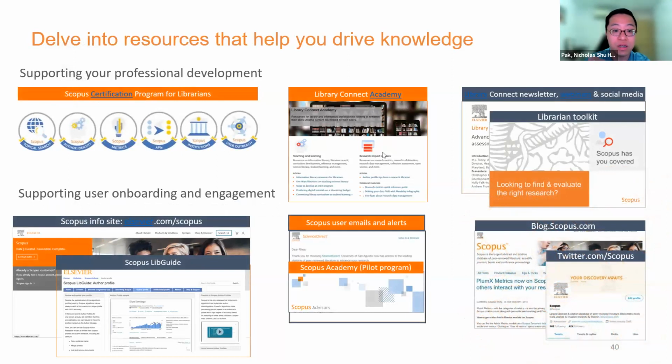So if you go to elsevier.com/Scopus, you can find user onboarding and engagement together with the Scopus library guide. There is Scopus Academy. Some of you librarians may have joined us previously for the Scopus certification program, and there'll be a new certification program that will be launched, and we'll be in touch with you very shortly for the new cohort, right? Because there's a lot of new product updates going on as well. So maybe you'd be interested to find out what the latest updates will be too.